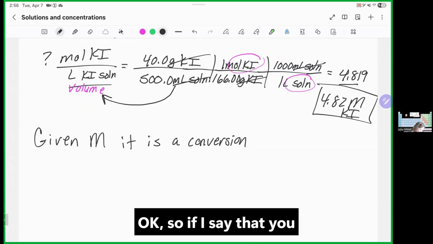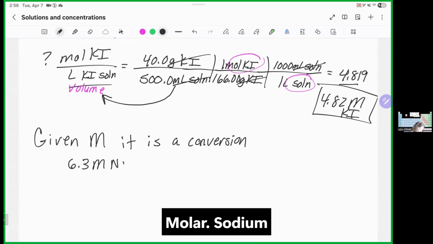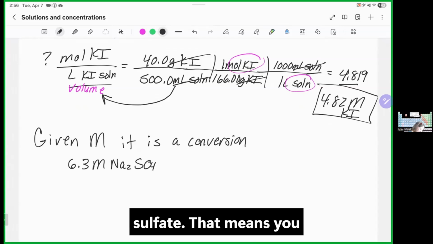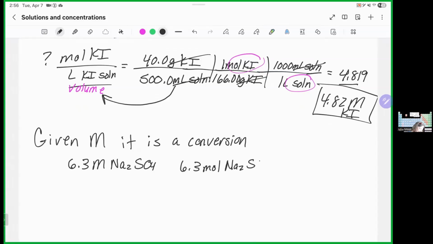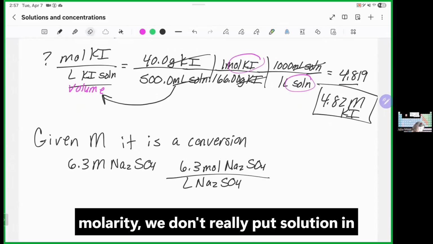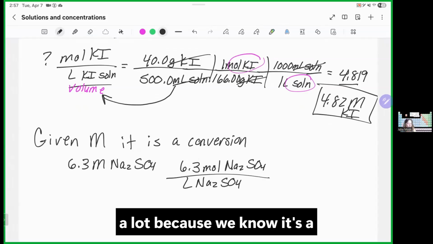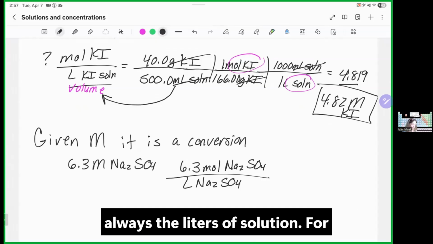Okay, so if I say that you have 6.3 molar sodium sulfate, that means you have 6.3 moles of sodium sulfate per liter of that sodium sulfate solution. With molarity, we don't really put solution in a lot because we know it's a solution on the bottom. In molarity, it's always the liters of solution.